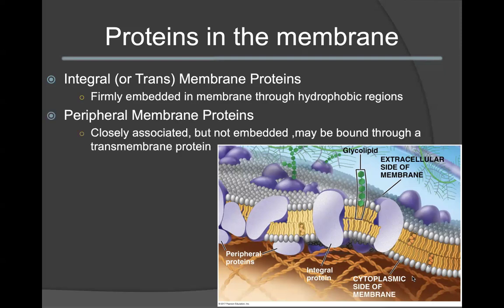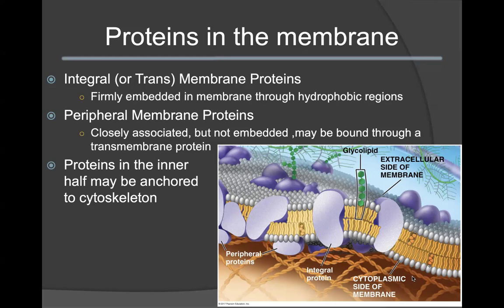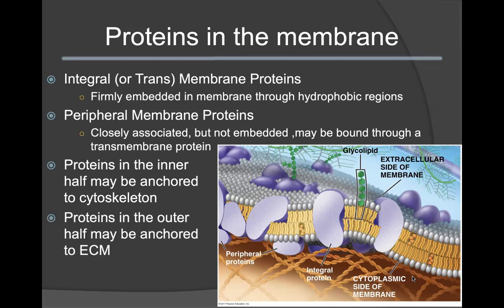Peripheral membrane proteins, on the other hand, are going to be very closely associated to the membrane, but they are not going to be fully embedded. They may be either attached to a transmembrane protein, or perhaps they are only embedded in one side or the other, either extracellular or intracellular side. Proteins that exist on the inner part of the plasma membrane may also be anchored to the cytoskeleton. Proteins on the outer half can be anchored to the ECM or extracellular matrix.